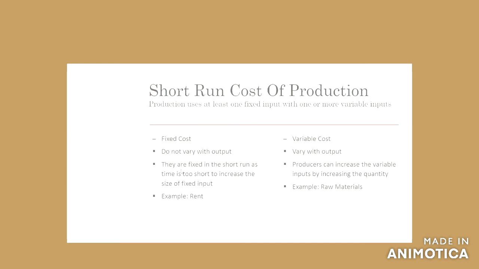They are fixed in the short run as time is too short to increase the size of fixed input. So for example, is rent. So next we move to variable cost. Variable cost varies with output. It means it has relationship with output. So producer can increase the variable inputs by increasing the quantity. For example, is raw materials. So when producer wants to increase the output, they have to increase the raw materials too.